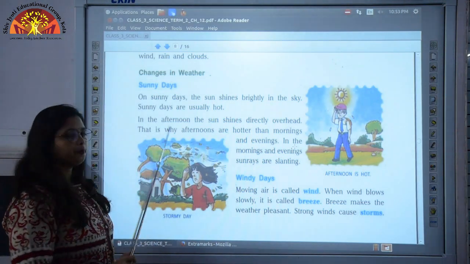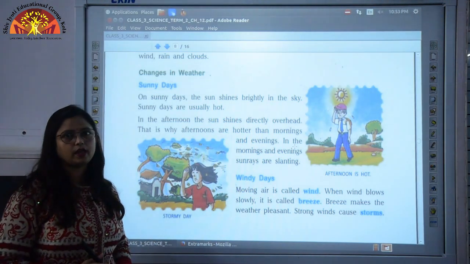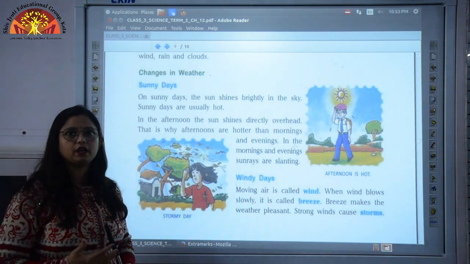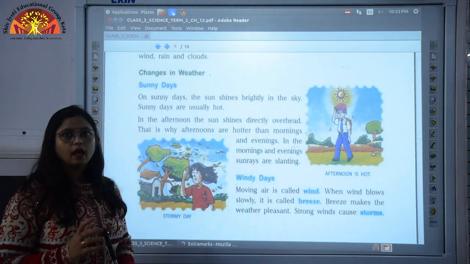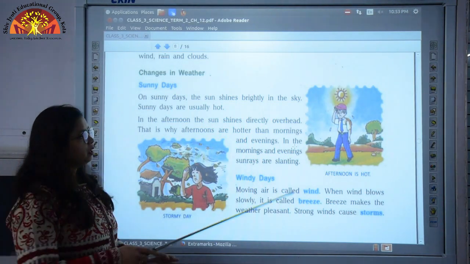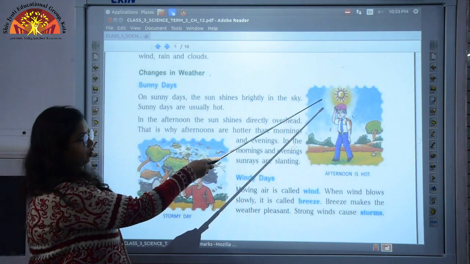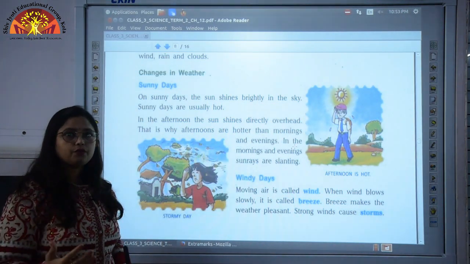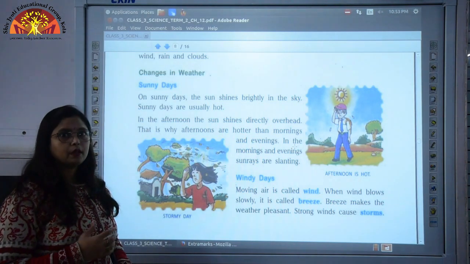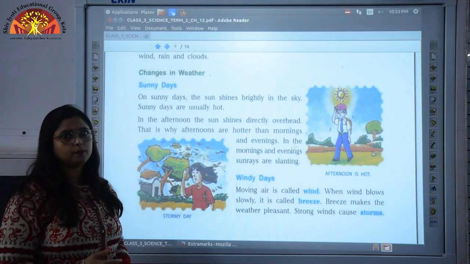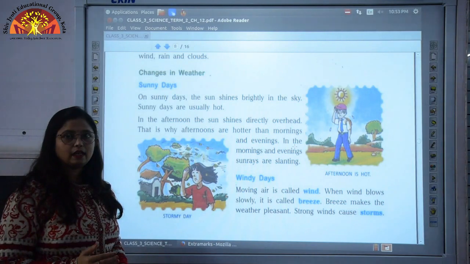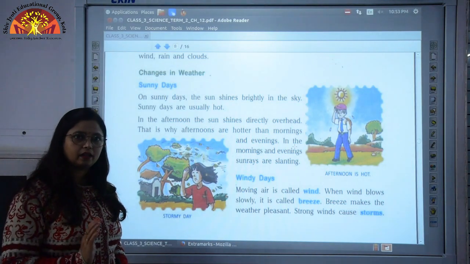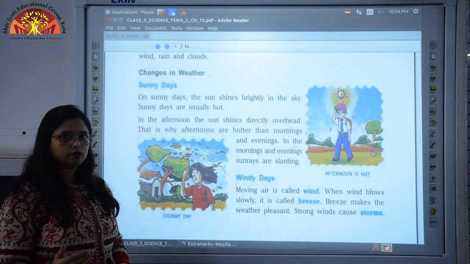So children, what happens on sunny days? Because the sun is shining brightly in the sky, we feel hot on sunny days. During the afternoon, as you can see in this picture also, the sun shines brightly overhead, so we feel more hot. The temperature is high in the environment. But during the mornings and evenings, sun rays come slanting, so we feel less hot.